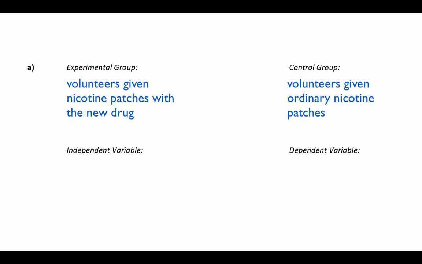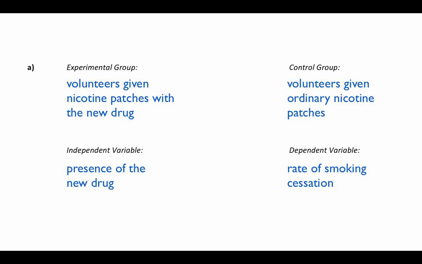The experimental group in this study would be the group that receives the new drug. So the volunteers that were given the nicotine patches with the new drug. The control group then would be the ones given the ordinary nicotine patches that did not have the new drug included. So the independent variable is basically the presence of the new drug. So is it there or is it not there? The dependent variable is basically the rate of smoking cessation. So how many quit smoking in each of the groups.